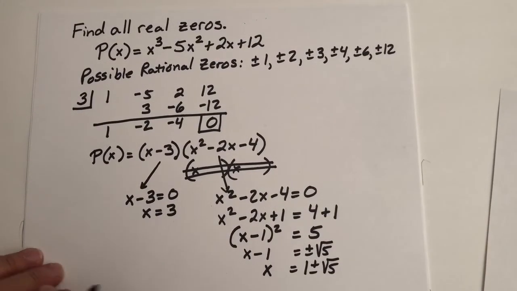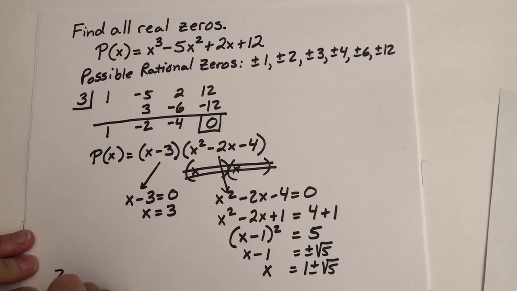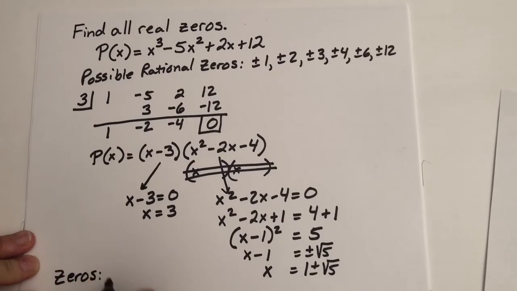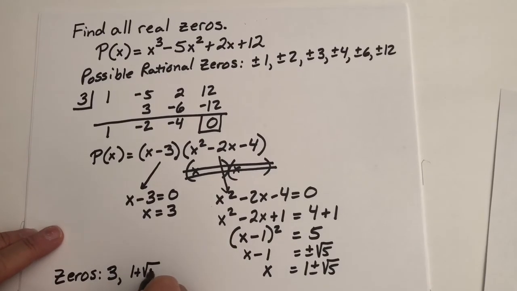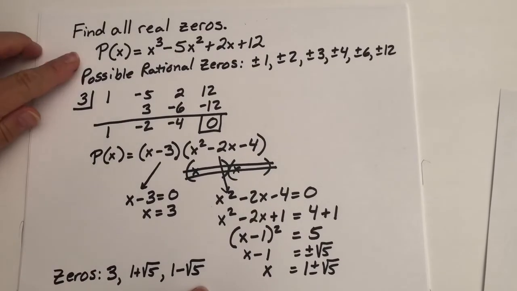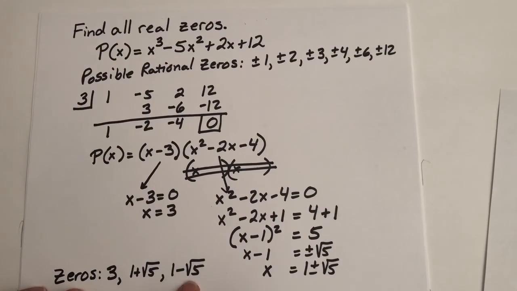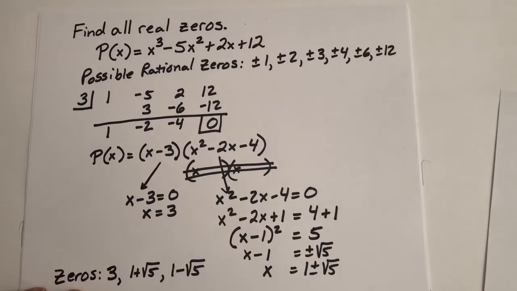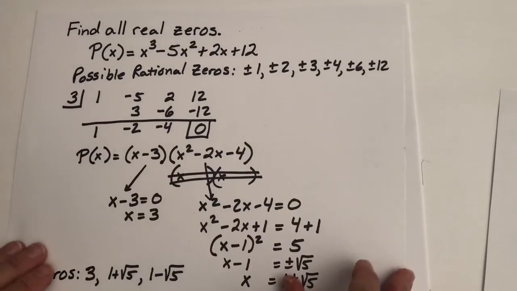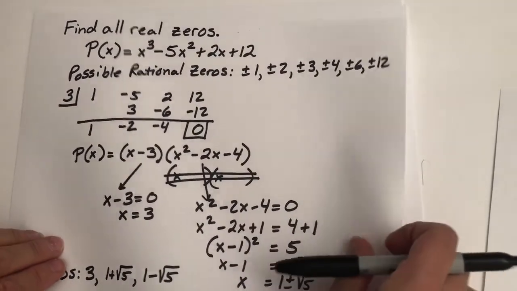So our zeros for this particular problem are 3, 1 plus the square root of 5, and 1 minus the square root of 5. And we have all 3 zeros for this polynomial. Notice these 2 aren't on the list. That's because they're not rational. This is only the list of possible rational zeros. These 2 are irrational. Let's do one more.